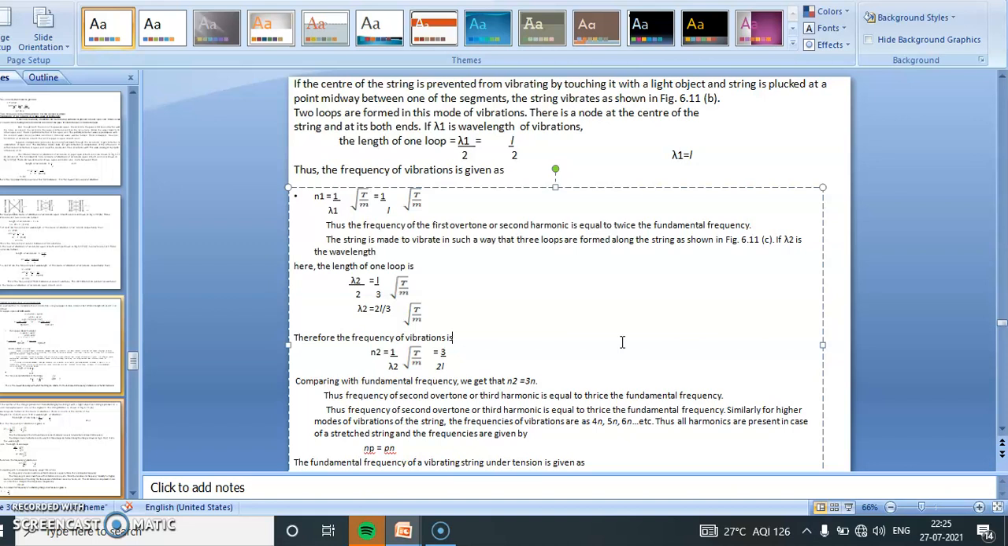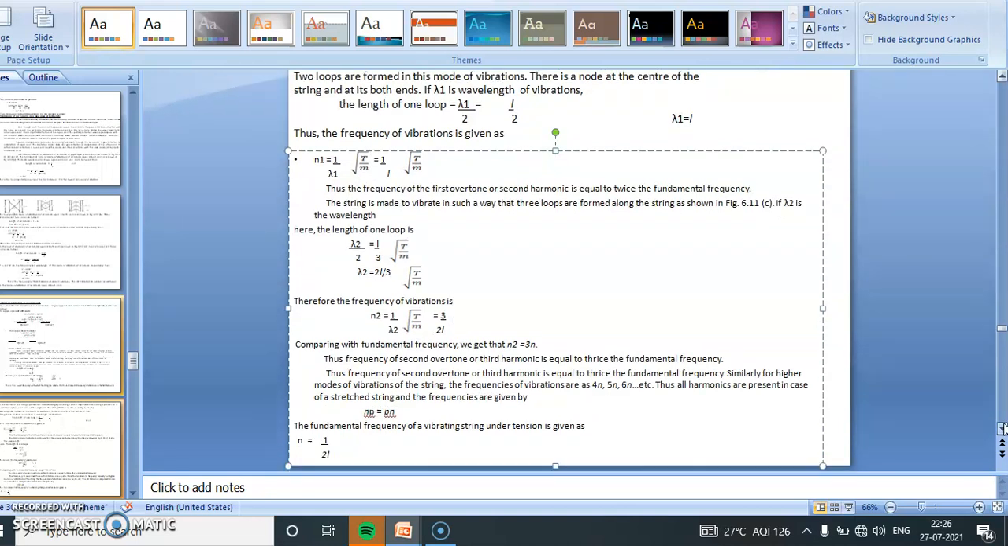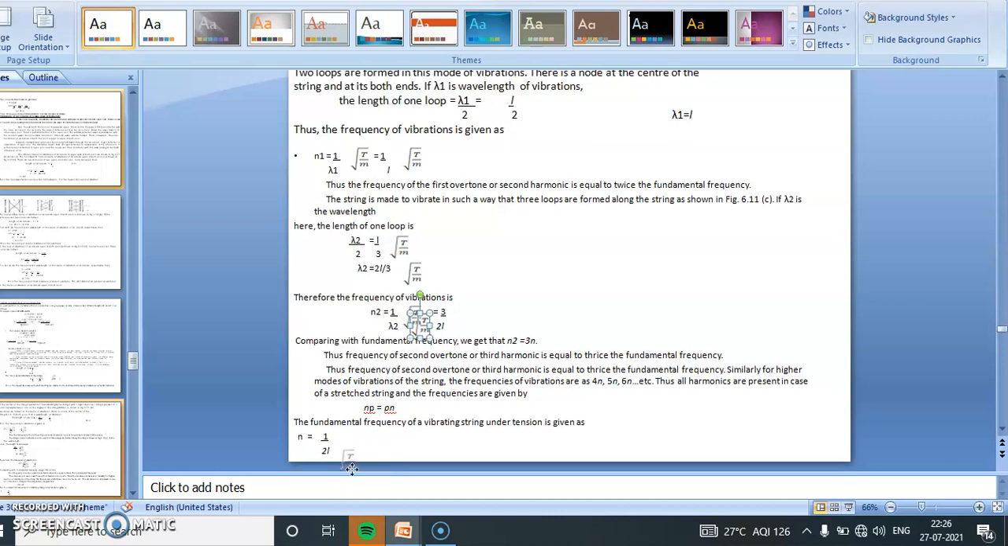Similarly, for higher modes of vibration of the string, the frequencies of vibration are 4n, 5n, 6n, etc. Thus all harmonics are present in the case of a stretched string and the frequency is given as Np is equal to p n, where n is the fundamental frequency of the vibrating string, given as n is equal to 1 upon twice L into under root T upon M.